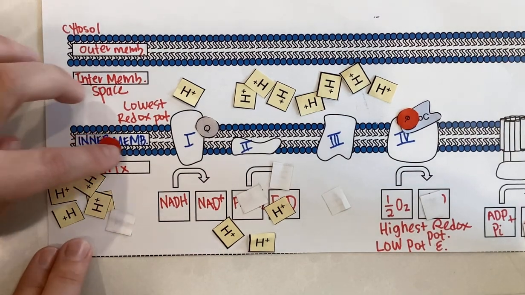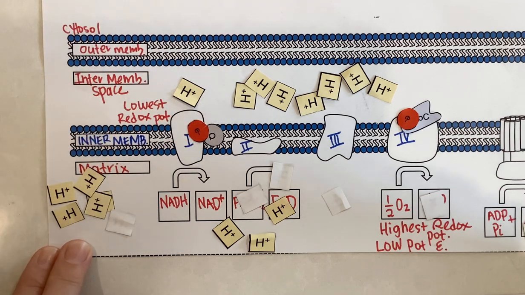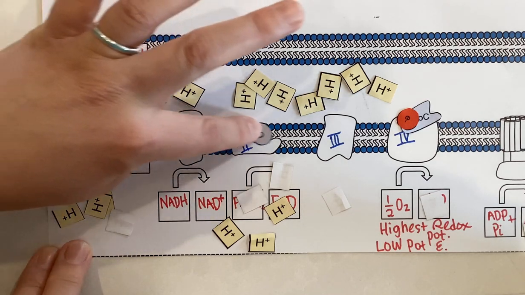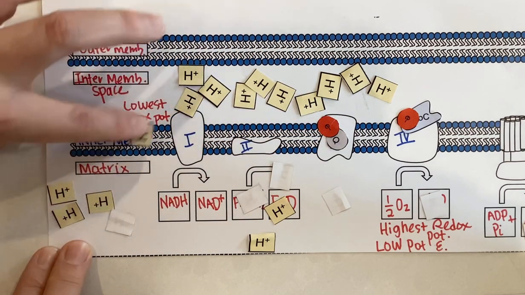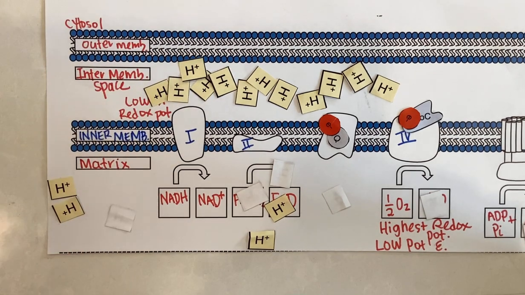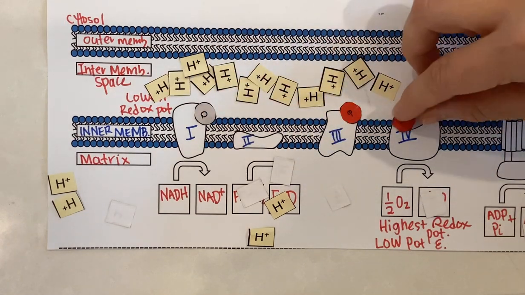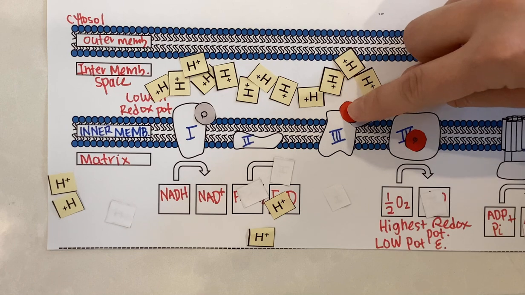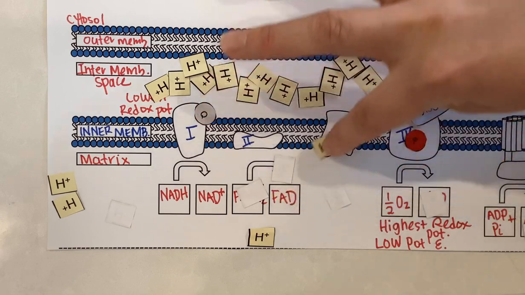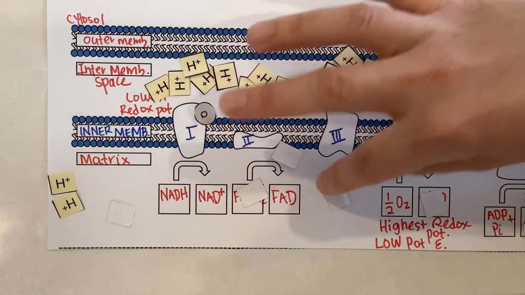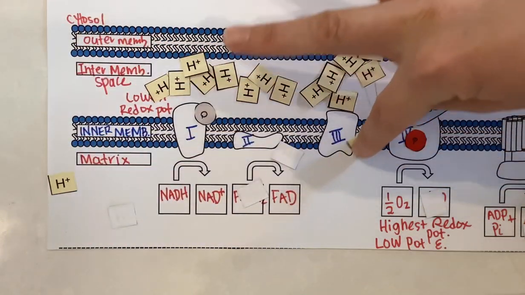Okay, so let's follow this again. We have an electron here being donated from NADH and being taken by Q to complex 3. We'll get another 4 protons, 1, 2, 3, 4. And then Q is going to go back. Cytochrome C at this point is going to diffuse back, and it's going to take this electron from 3 to 4. We're going to get another 4 protons, 1, 2, that one's upside down, 3, 4.